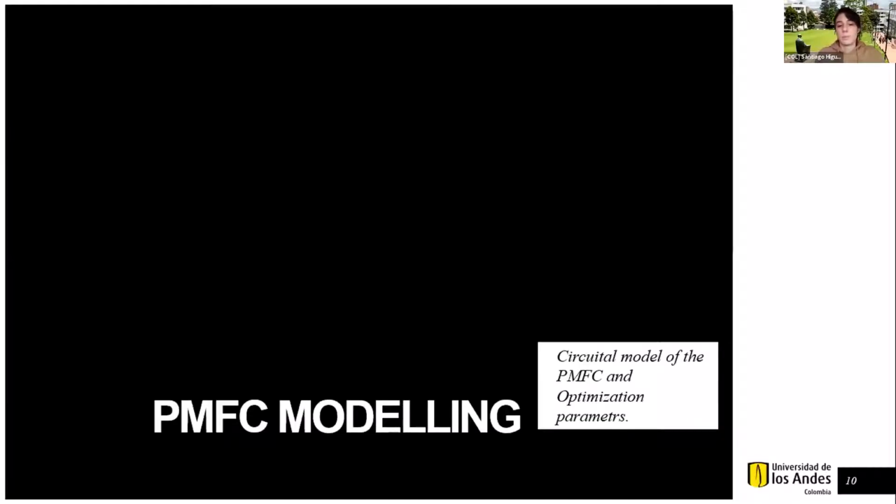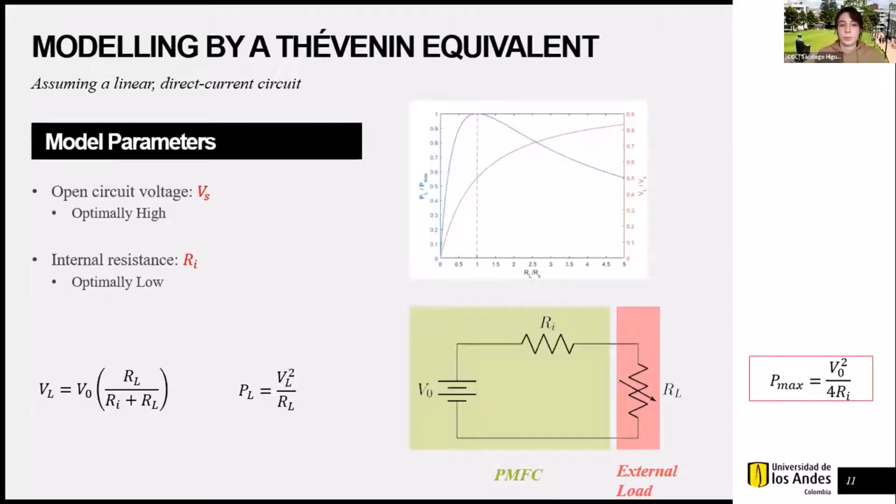Now, how could we model the PMFC? What we propose is a simple Thevenin model as a first approximation. This assumes a linear direct current circuit, modeled by a constant DC source and an internal resistance. We can place an external load, and this way we can drain current from the setup and obtain its characteristics.